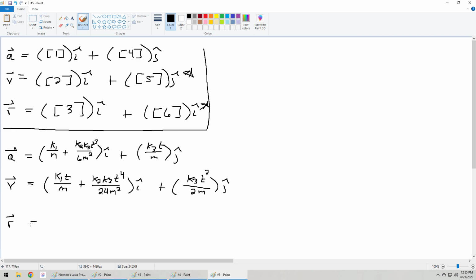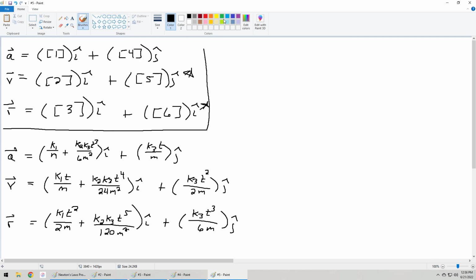and the position vector will be k1 t squared over 2m plus k2 times k3 times t to the fifth power divided by 120 m squared, all pointing in the i hat direction, plus k3 times t cubed divided by 6m pointing in the j hat direction.